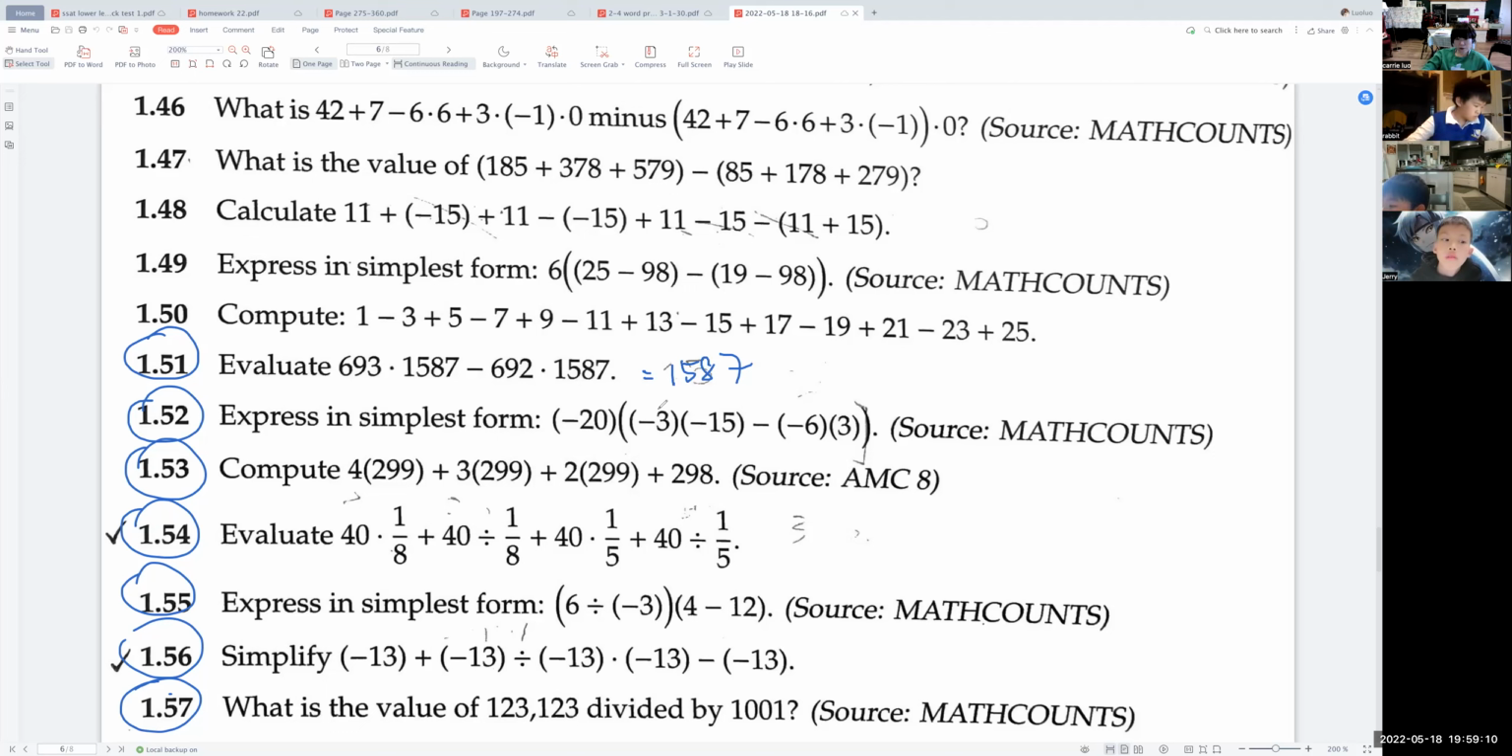Okay, so expression in the simplest form. Let me look at this question. So this one is what? Positive 45 plus 18 equals 63, times negative 20 equals negative 1260. The answer? Yeah. No, I'm talking about the thing. I don't know how to explain it.